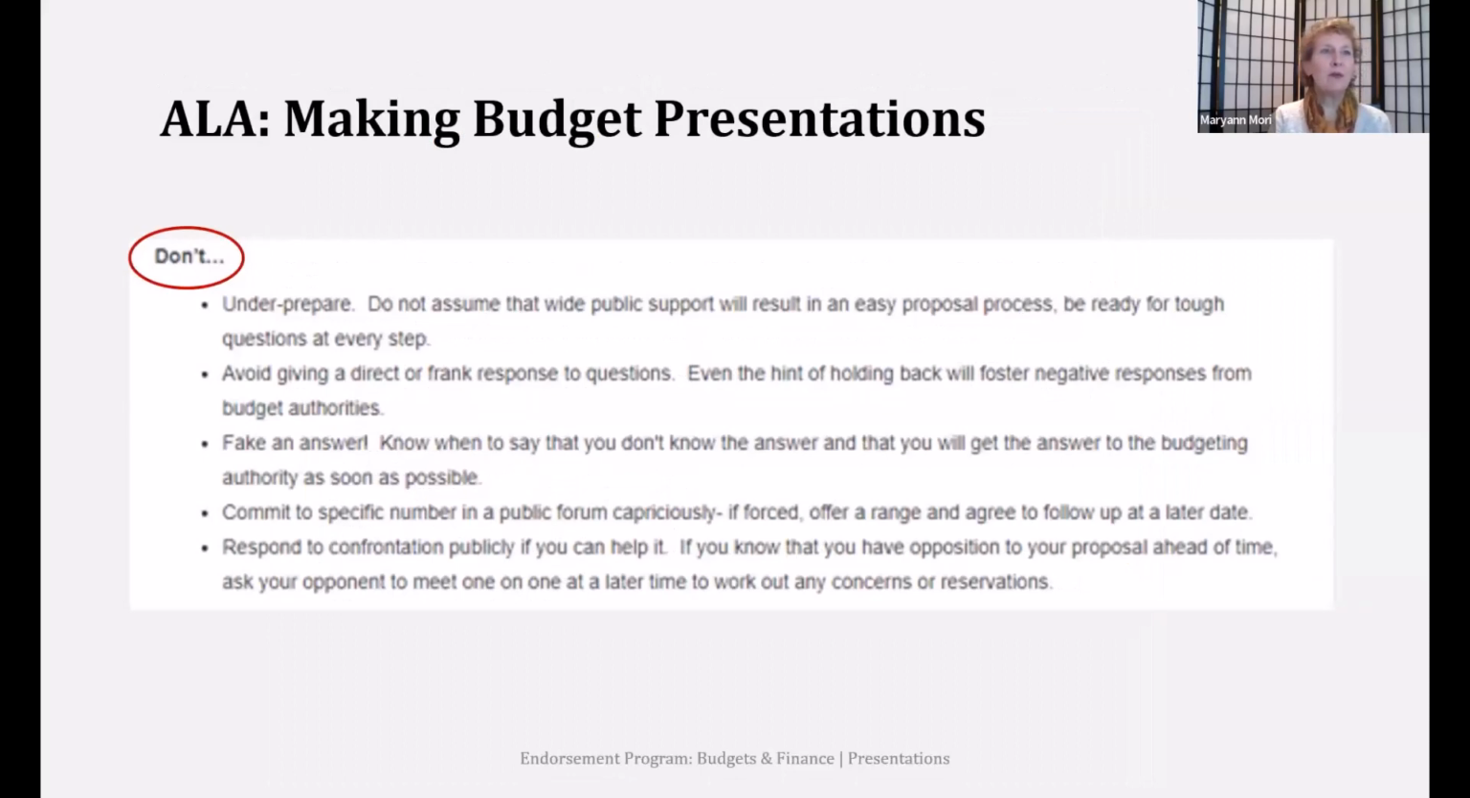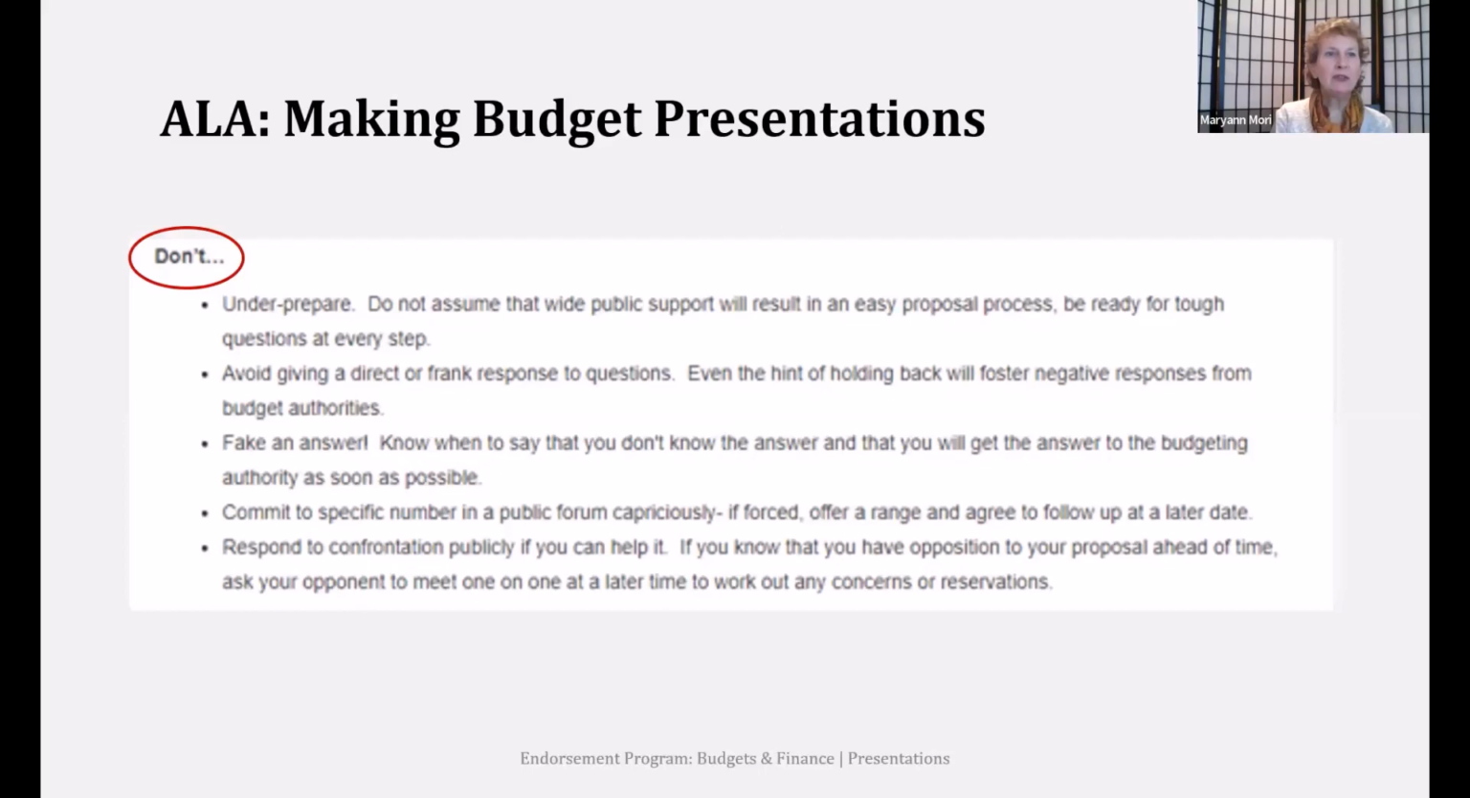We've talked quite a bit about what to do, but here's a short list of don'ts from the American Library Association. Here's what not to do for a budget presentation or campaign. Don't underprepare. Remember when we said earlier that you've got to have reasons and justifications for your budget requests. Don't avoid answering questions or fake an answer. Be as transparent as possible.